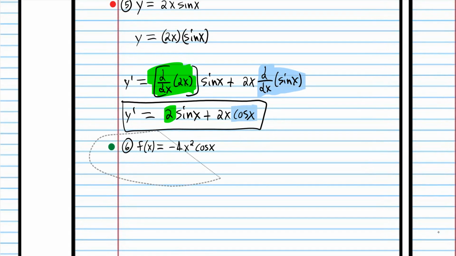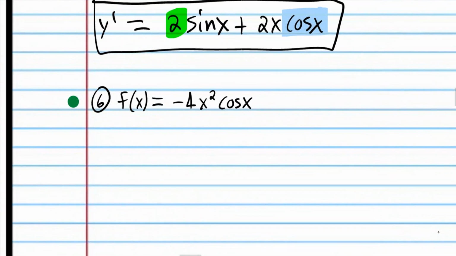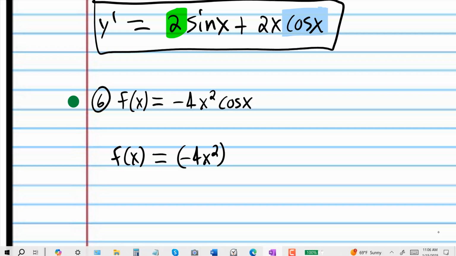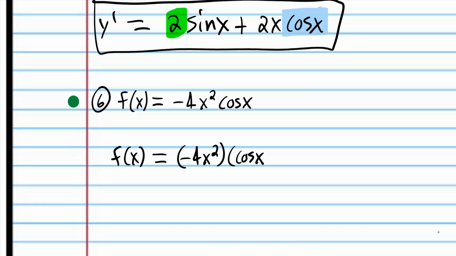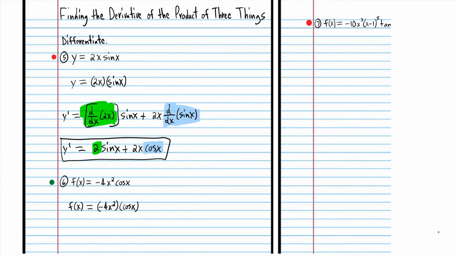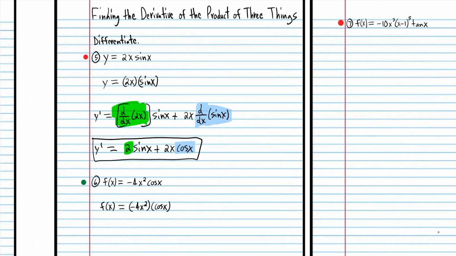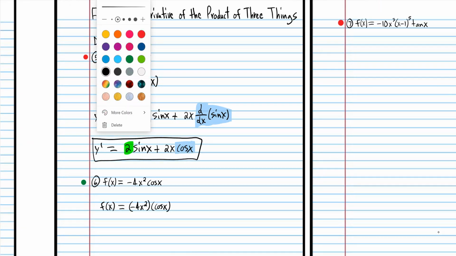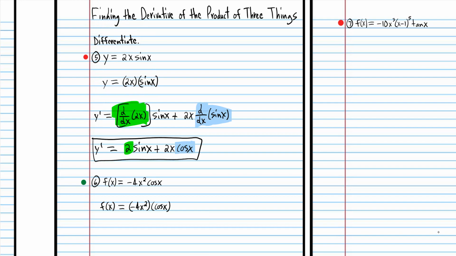I want you to try number 6. We have a similar problem. So remember, there's a number of different ways you can do this, but probably the easiest way is to consider negative 4x squared to be the first expression in the product and cosine x to be the second expression. You don't have to do it that way, but that's the way that I'm going to do it. So try number 6. When you come back, we'll do it together. All right, we're back.